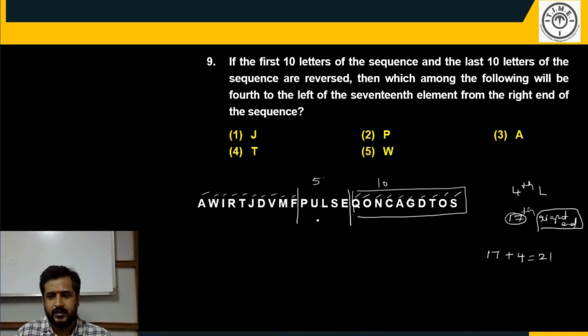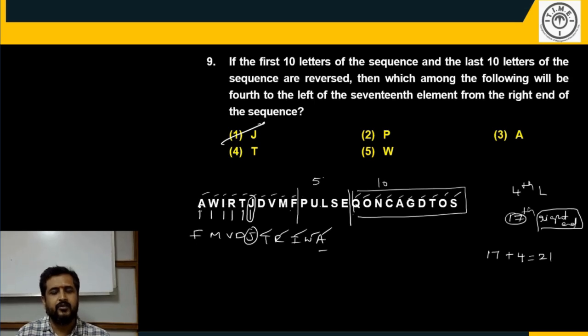Now what I suggest is, as you are trying to find the 21st from the right end, when it is reversed, A will come here, right? So start counting from here. 16, 17, 18, 19, 20, 21. So it is J, choice 1. No need to reverse it, no need to write the new sequence and no need to waste your time. When it is reversed, automatically it becomes FMVD JTR IWA. So you will be starting from here only, right? Counting after 15: 16, 17, 18, 19, 20, 21. So instead of reversing it, directly count here.